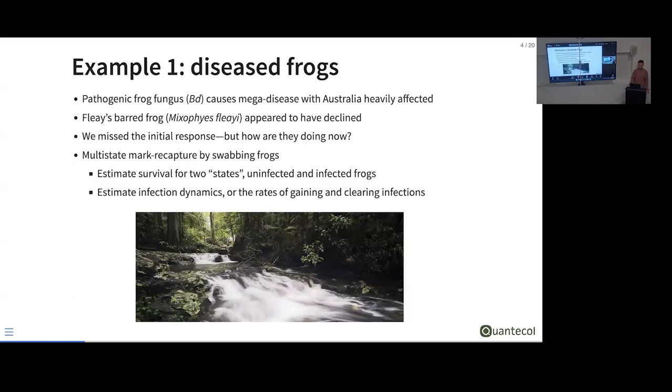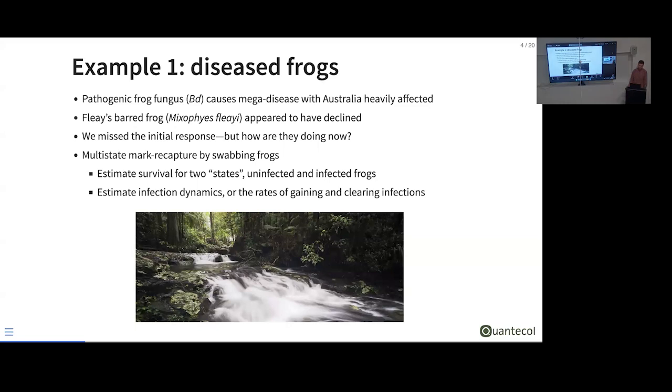So the first example where this definitely came up was diseased frogs that I was studying during my PhD. So some brief background, I'm sure a lot of you are familiar with it, is a pathogenic frog fungus, the abbreviation is Bd, that caused a mega disease around the world with, I think the latest estimates are that up to 500 species were affected. I think 100 went extinct.